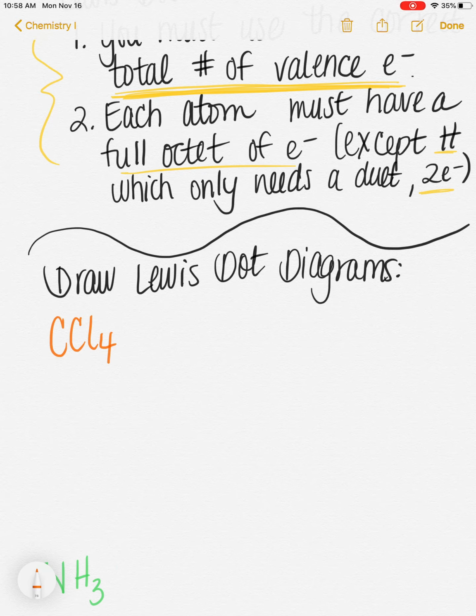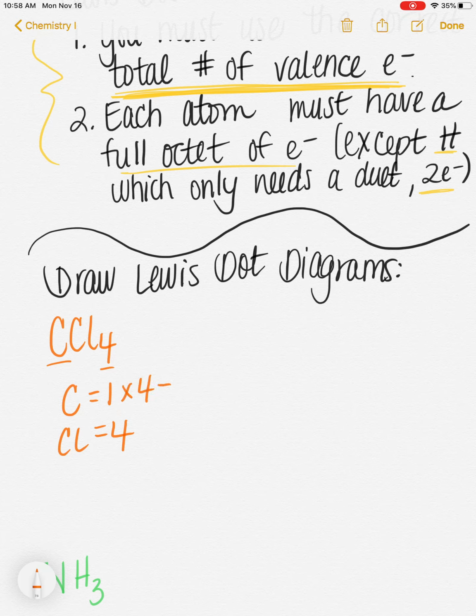But if I want to draw the Lewis dot diagram for carbon tetrachloride, I must begin by determining my total number of electrons that I'm working with. So I list all of the elements that are in the compound. In this case, I have carbon and chlorine. There is 1 carbon because there's no subscript after carbon, and there are 4 chlorines. Then I take a look at my periodic table, go to the top of the column and see how many valence electrons are there in an atom of each.